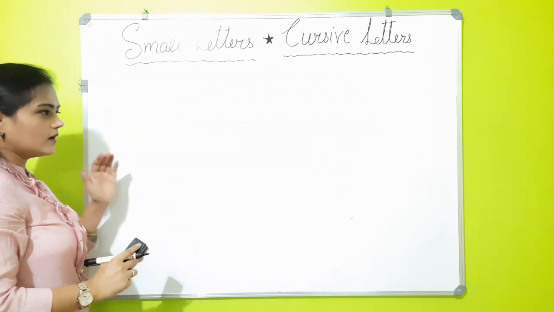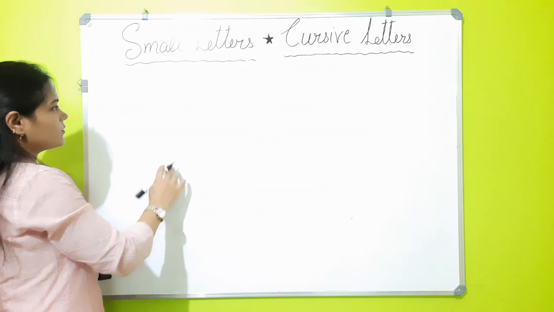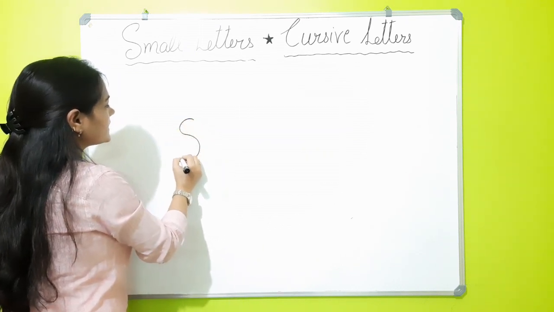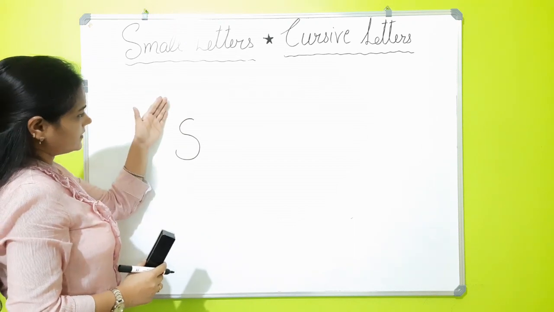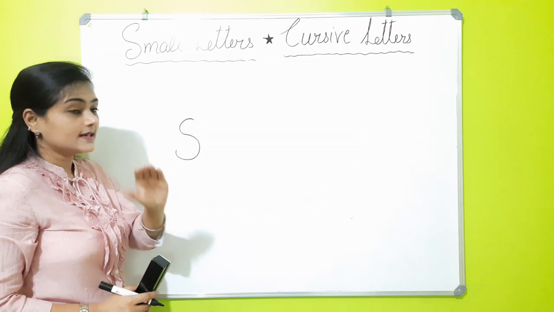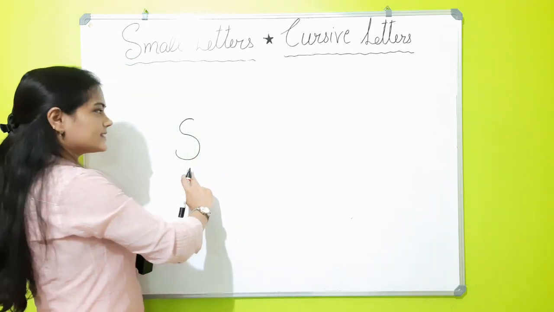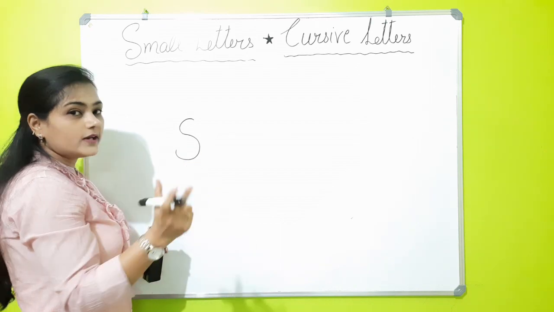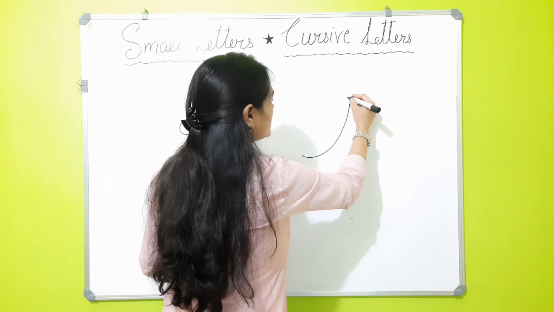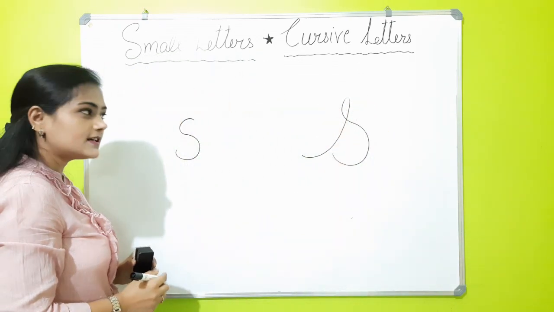Now we'll learn to write small letter S. S, how to write. When we are writing in a simple way, we will do exactly like capital letter S, exactly like that, but small in size. It will be small in size. The cursive letter is exactly like this. The only difference is the tail. See here. So the tail, and then write. This is your cursive letter S.